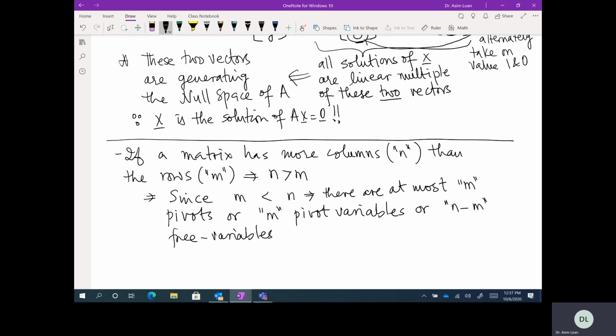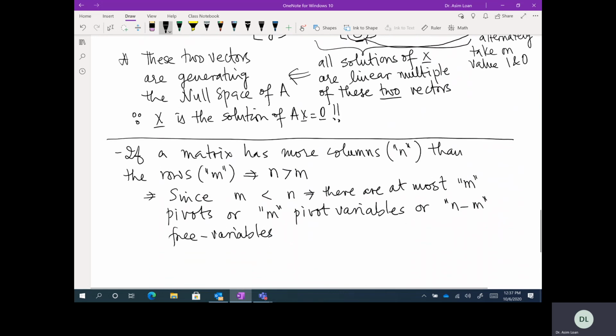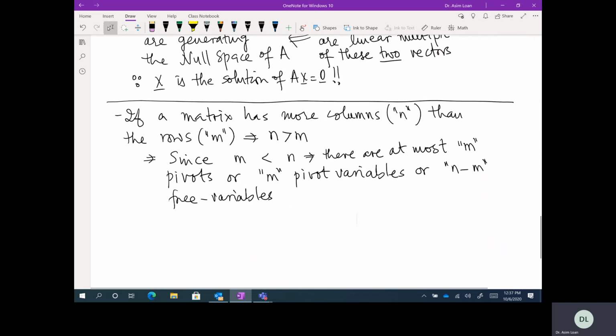And whenever we have at least one free variable, we'll have this solution, and this is a line. When we have more than one free variable, we have a plane generated by these two vectors, and if we have more than two, then obviously we have high dimensional planes or high dimensional subspaces, null spaces that we can generate with these two vectors.